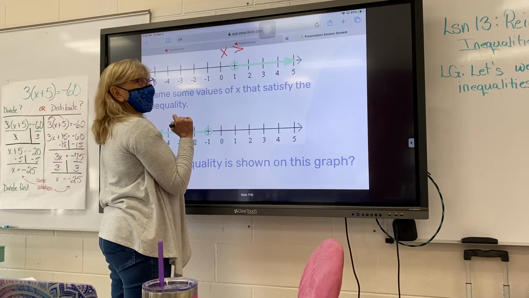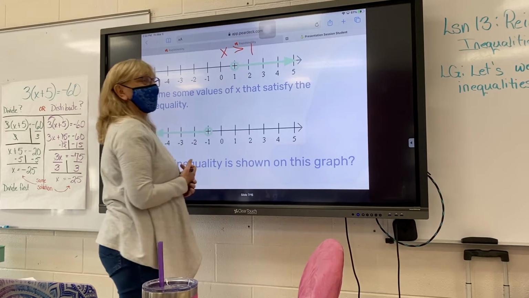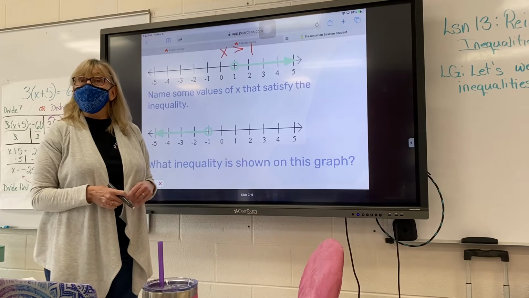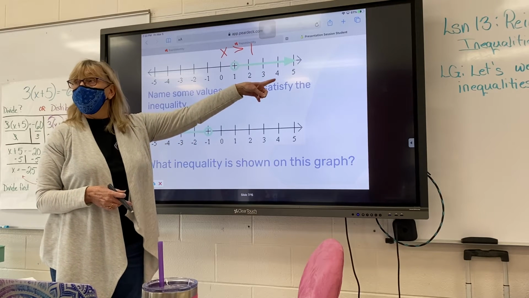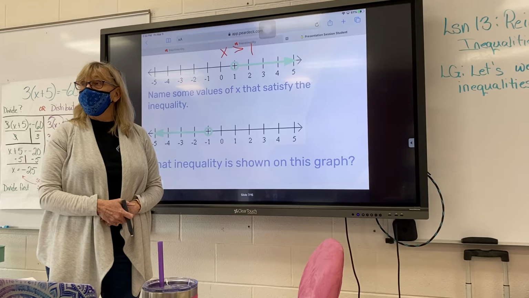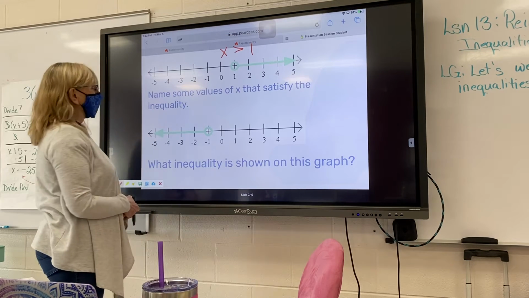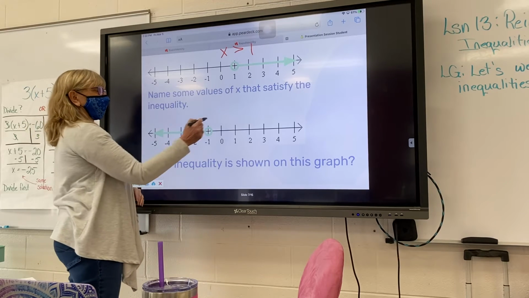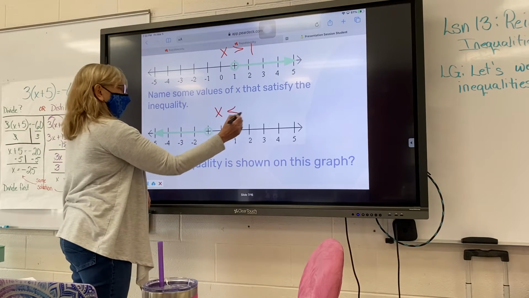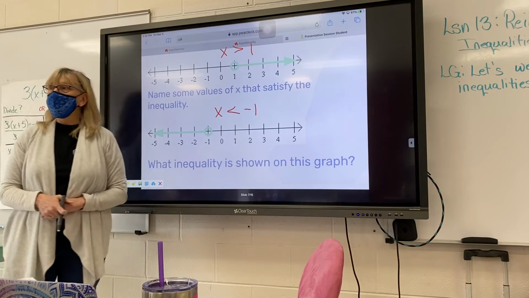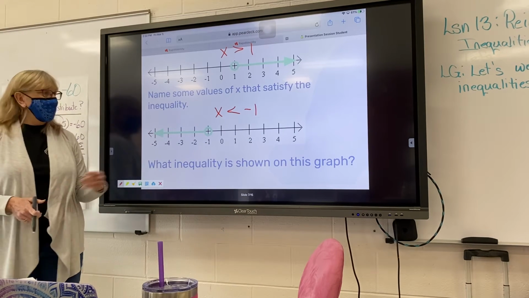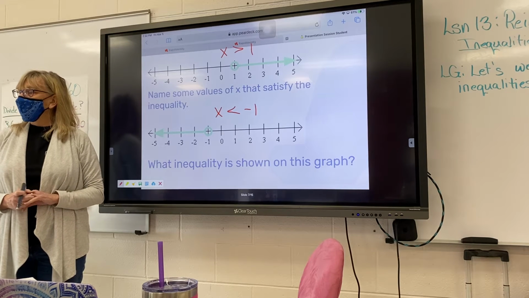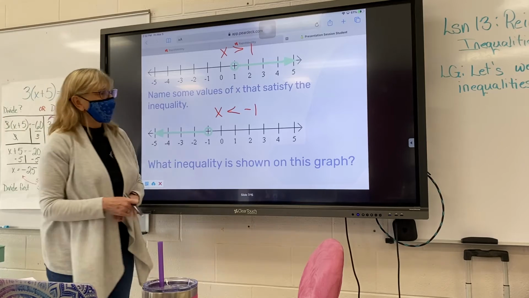Greater than 1. What makes it true? You did that because the 5 was right there. What makes it true? 2, 3, 4. Does 1 make it true? No, because the circle's not closed. Okay, good. How about this one? That would be x is less than negative 1. Good. Does it include negative 1? No. It's any number that's less than. Could it be negative 1.01? Yes. Okay.